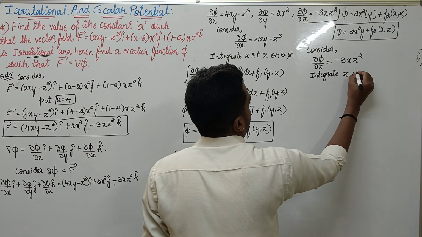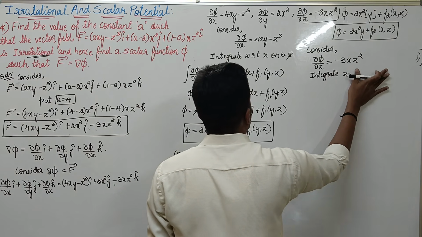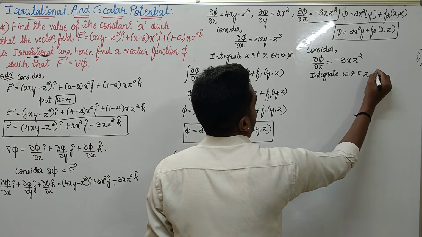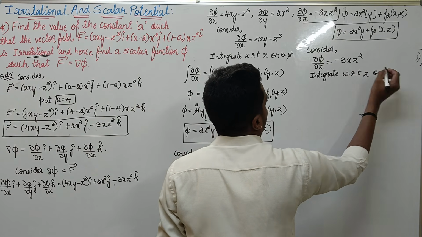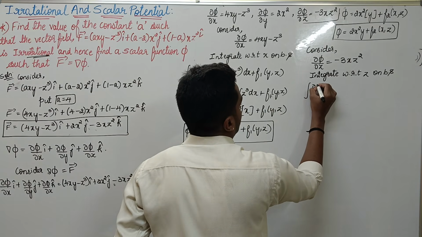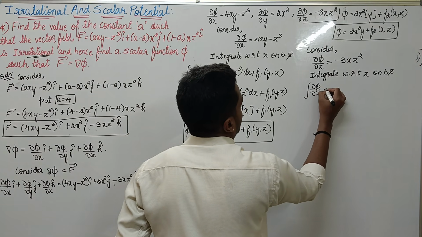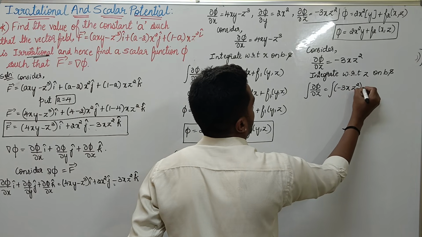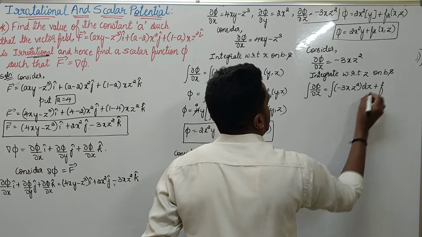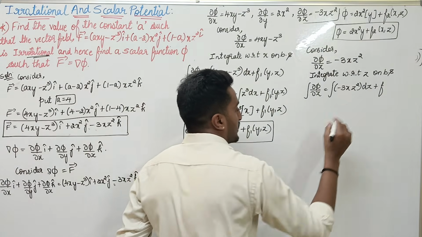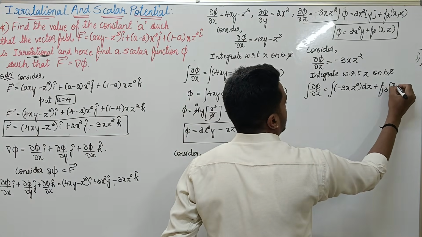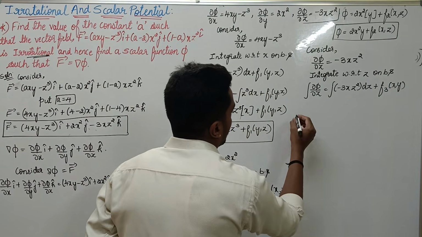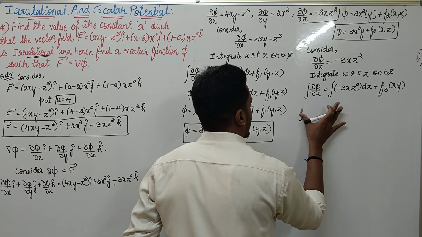Integrate with respect to z on both sides. What you get? Integral of dou phi by dou z, which is equal to integral of minus 3xz square dz plus f3 of x comma y. Since I am going to integrate with respect to z, f3 of x comma y, a function of x and y, remains constant. Now integration and differentiation get cancelled.